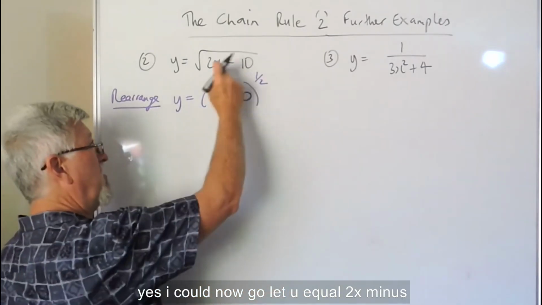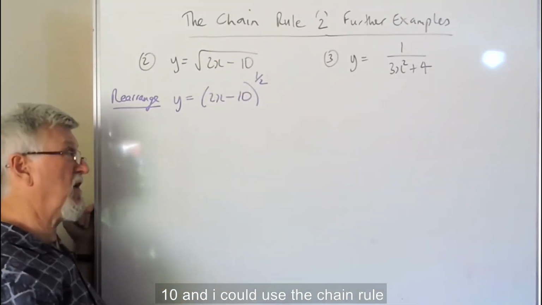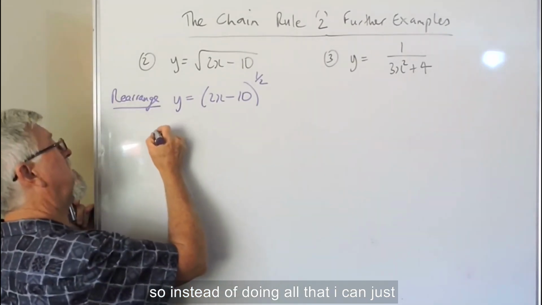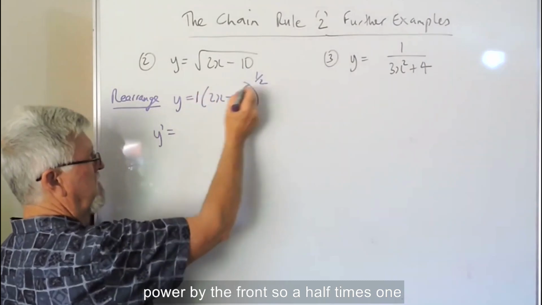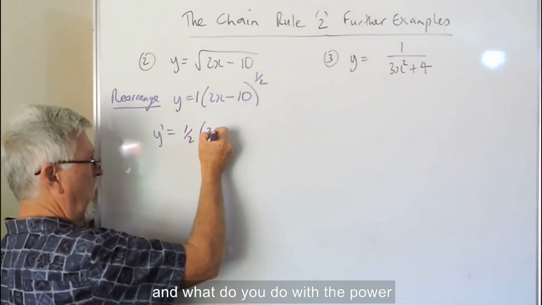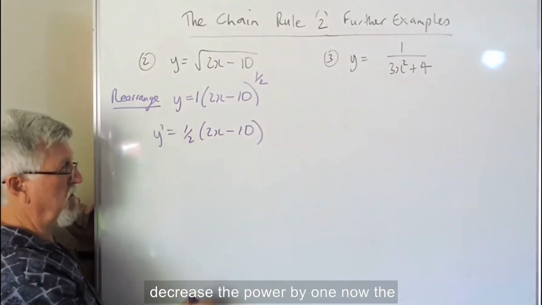Yes, I could now go let u equal 2x minus 10 and I could use the chain rule. So instead of doing all that, I can just go y dash is, of course you're going to multiply the power by the front, so a half times 1 is a half. And what do you do with the power? Decrease the power by 1.